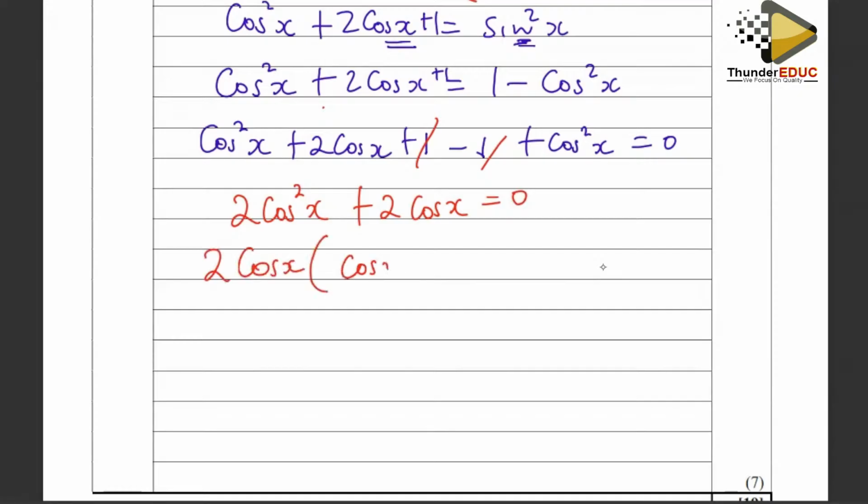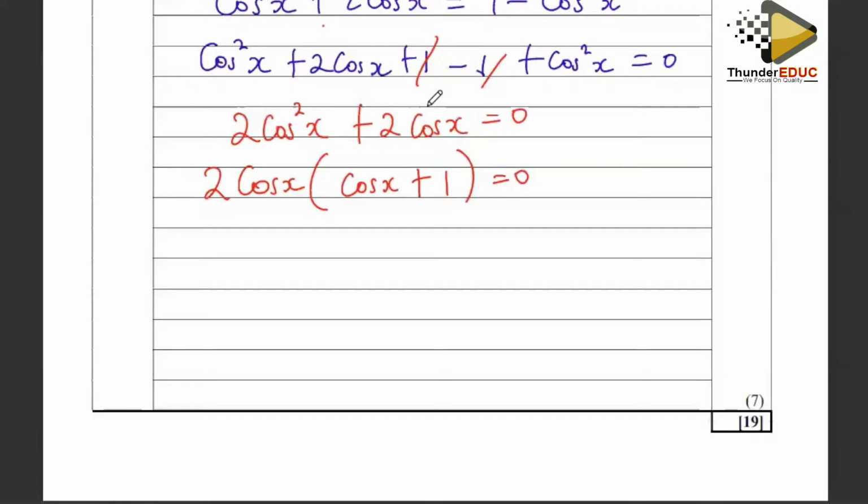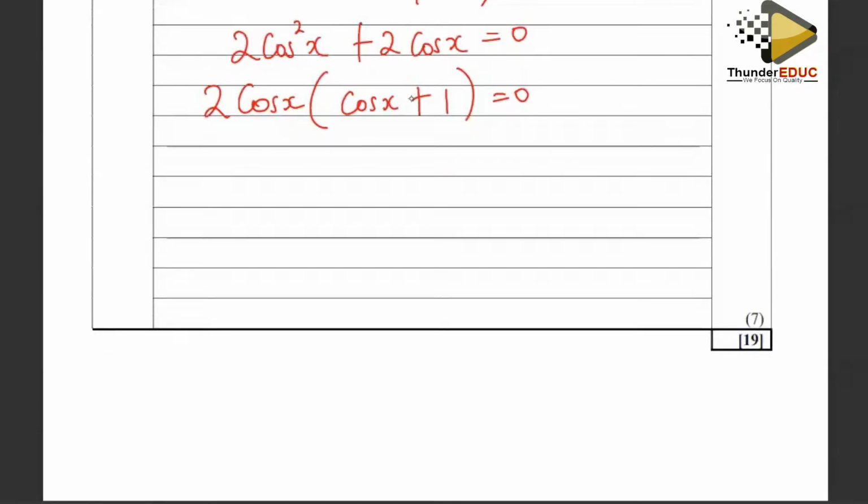I'll be left with just 2 cos x plus 1 is equal to 0. Okay, then we get into where people understand this better. So either 2 cos x is 0 or cos x plus 1 is 0. Meaning that here cos x is 0. What's the reference angle? The shift cos of 0 gives me 90.